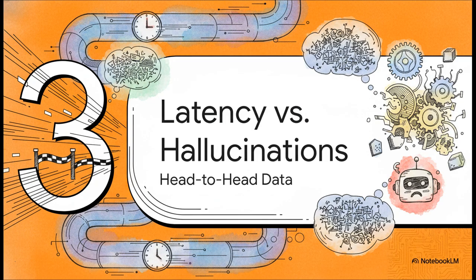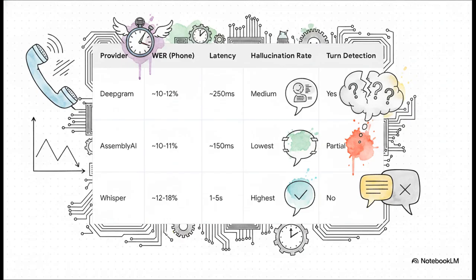Let's get to the data and see how they really stack up on latency and hallucinations, two of the biggest things that will kill your agent's performance. This table does a fantastic job of laying out the trade-offs. First, look at word error rate on real phone audio. You can see Deepgram and AssemblyAI have a slight edge over a standard Whisper setup, so you're starting from a more accurate baseline. Now, P50 latency, that's the median response time, the key to a conversation feeling natural.